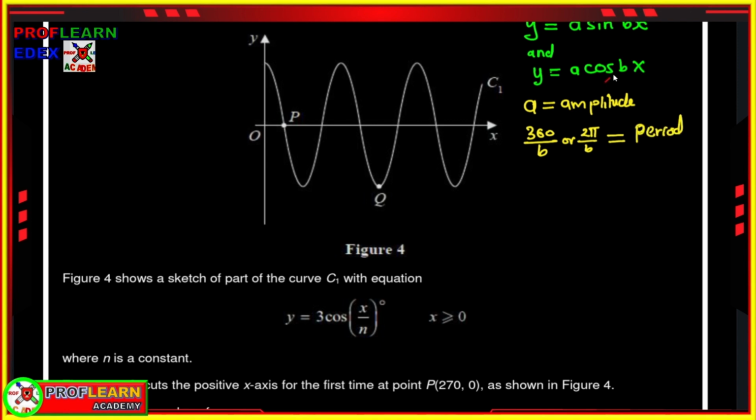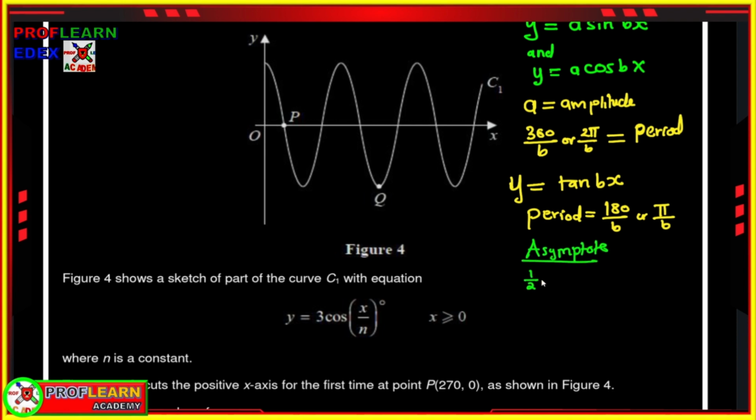Now for tangent functions, for tan, for instance, the period is not going to be 360 over b. No, it will be 180. Period will be 180 over the value of b, or pi over b. But if you are finding the asymptote, where the asymptote will be, this is the formula you shall be using, and you are going to get a question whereby you are using this in the next video.